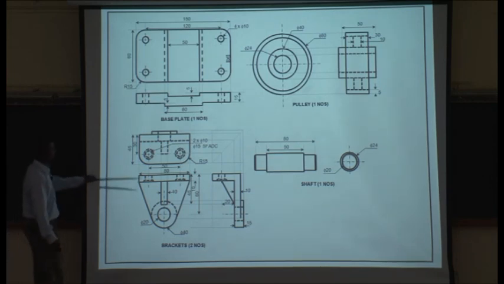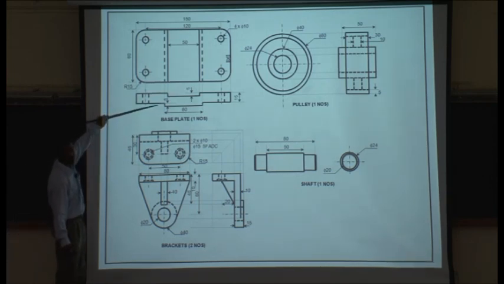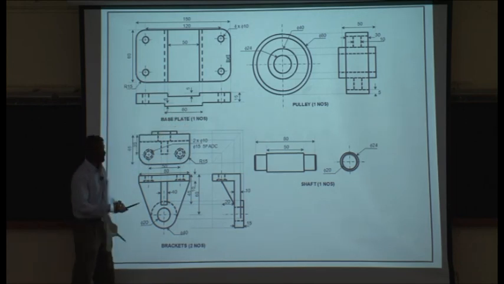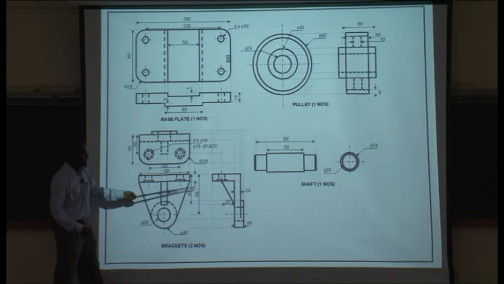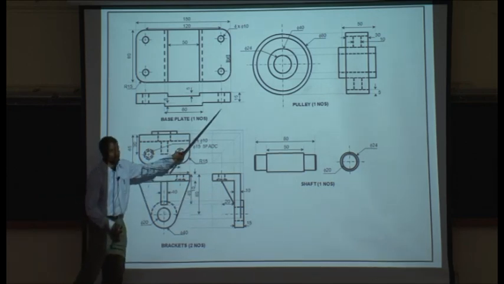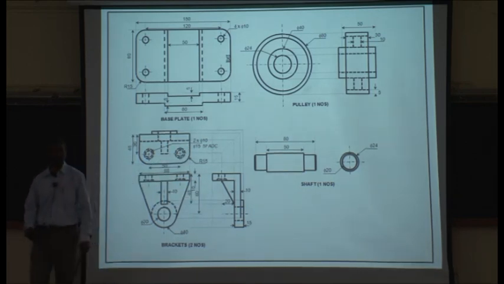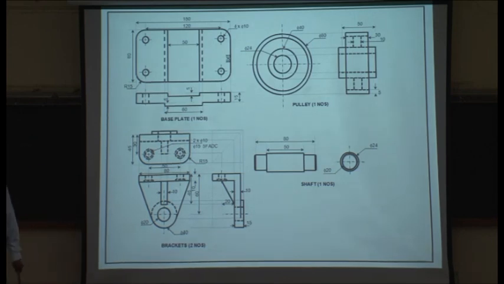Okay, so I'll give you a hint. The brackets will go over here, one here, the other one here. So this guy is going to go just like that, and if you flip this guy, it'll come here. Between the two brackets, you'll have a pulley which is supported by the shaft. Okay, so let me start drawing.